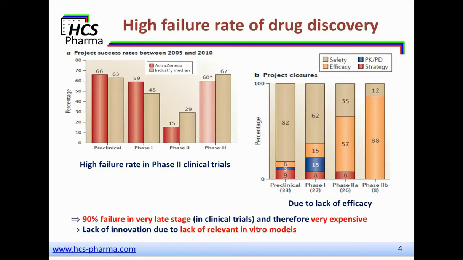So we just want to introduce you a little bit to the high failure rate in drug discovery, because, you may know, 90% of drugs fail in very late stage, meaning in clinical trials, in particular in phase 2 clinical trials. And this is due to lack of efficacy. And we think that this lack of efficacy in the clinical trials is due to a lack of relevant in vitro models, human in vitro models, in the preclinical stages.